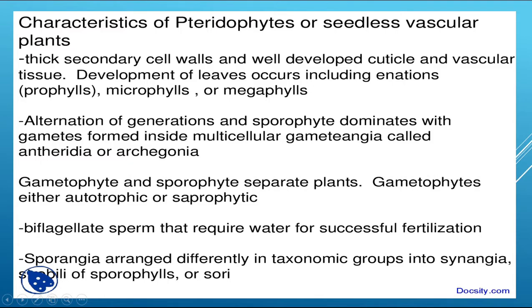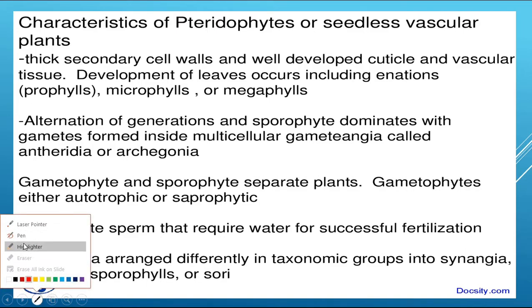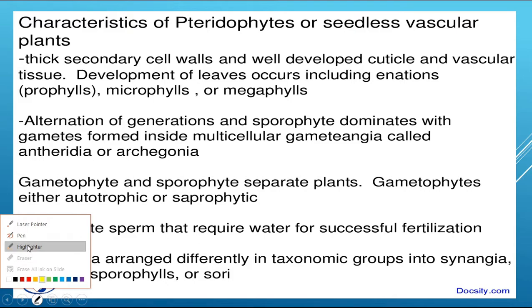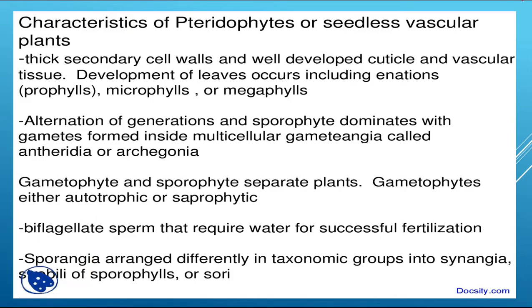This slide is showing the characteristic features of the pteridophytic plant, which is a seedless plant. Now the structure is, they have a thick cell wall, with a well developed cuticle. Cuticle is present on the plant body to reduce the rate of transpiration. Now vascular tissue is present in the pteridophytic plant.